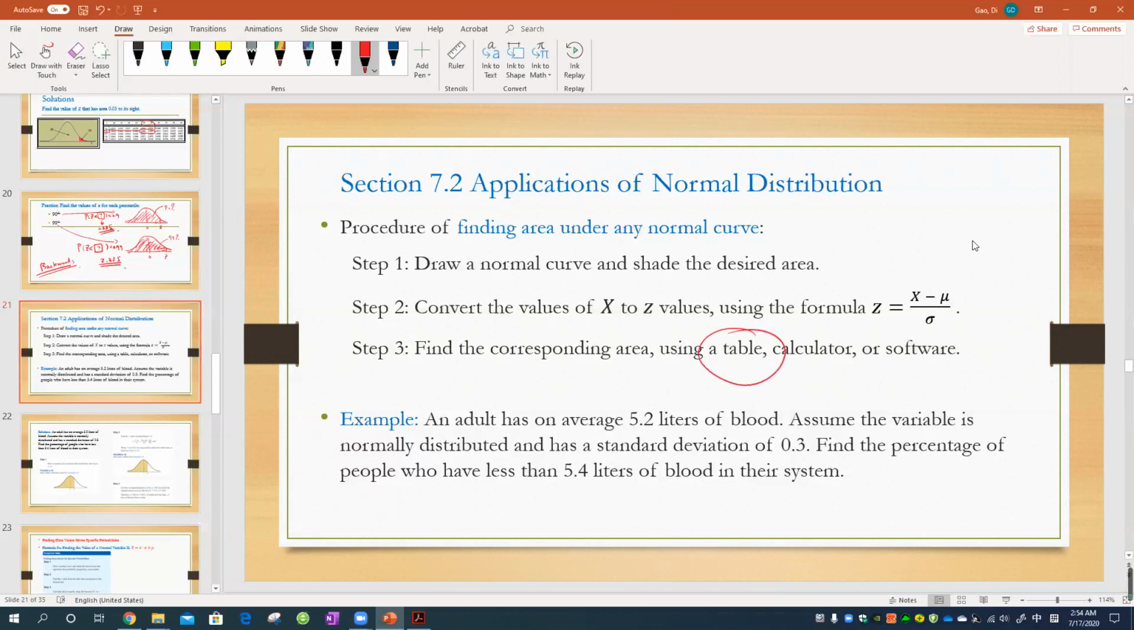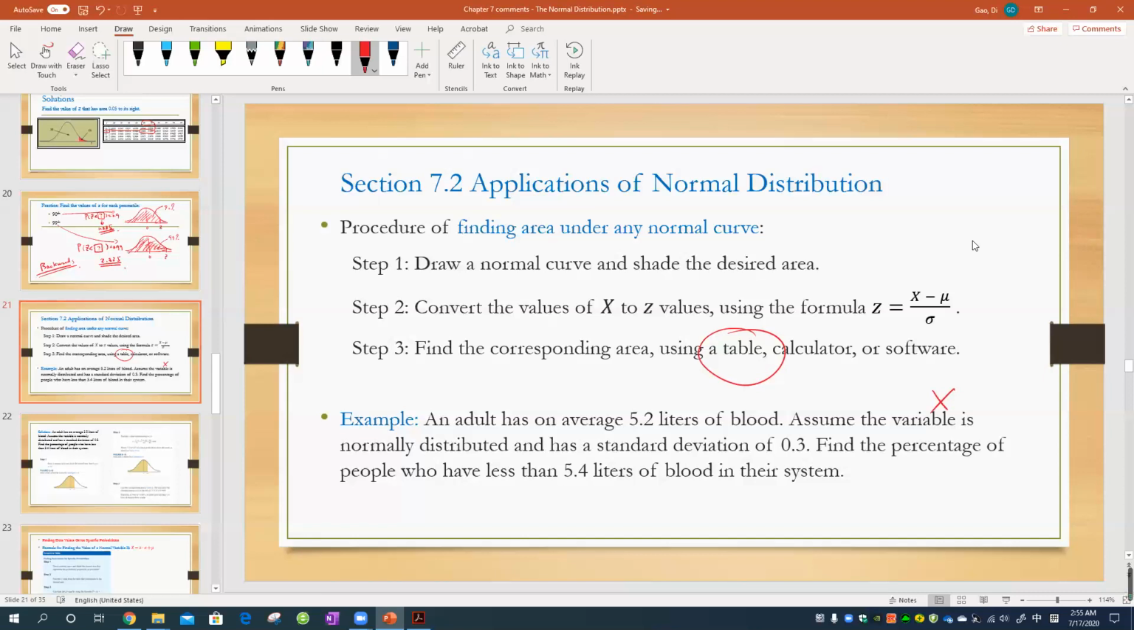We already discussed how to use the standard normal table. So let's look at an example of an application problem. An adult has on average 5.2 liters of blood. Assume the variable is normally distributed. Let's define the variable as x. It has a standard deviation of 0.3. Find the percentage of people who have less than 5.4 liters of blood in their system.